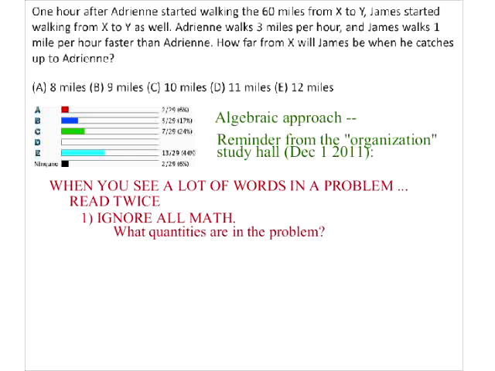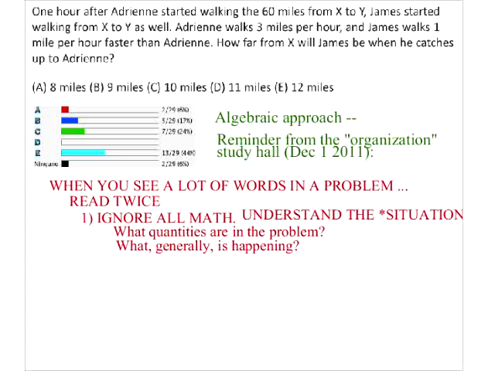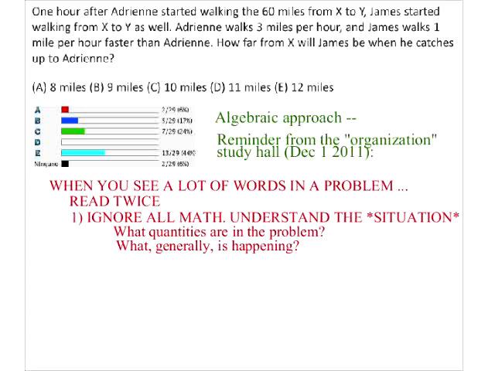Like what generally is happening. And from these, understand the situation. You're ignoring the math, and instead what you're doing is understanding the situation. Because there's no point in doing any math if you don't really understand what's going on in the problem. You shouldn't just be slinging around random equations. So, understand the situation first.